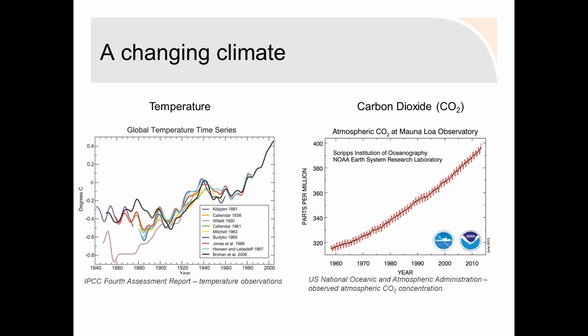That temperature change is mainly driven by the increase in carbon dioxide concentration in the atmosphere. On the right you can see that the carbon dioxide level has been increasing steadily since 1960, and the current concentration is about 400 ppm. In another 30 years we expect that to be around 650 ppm.